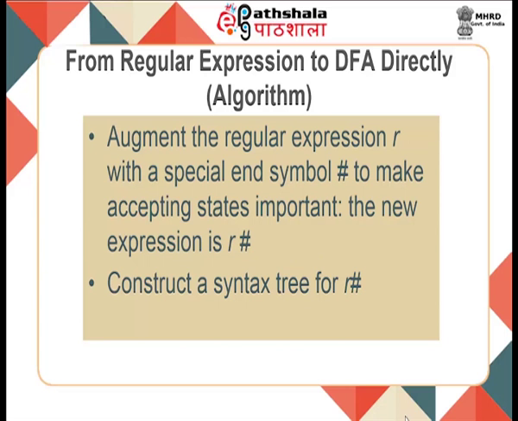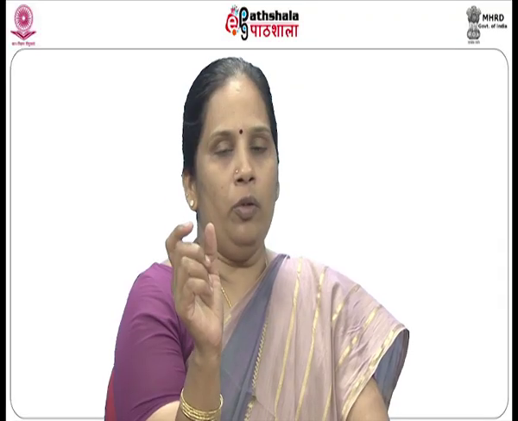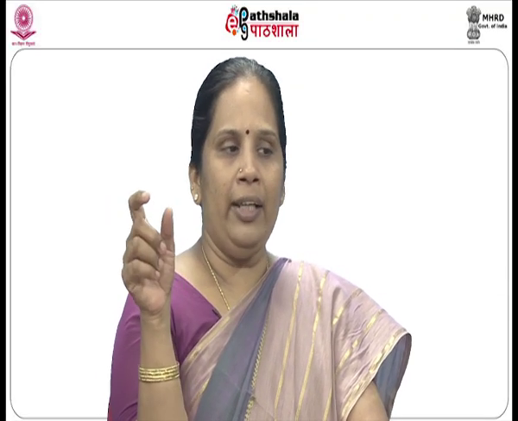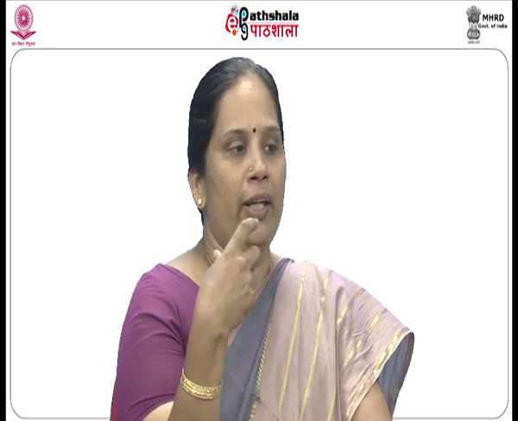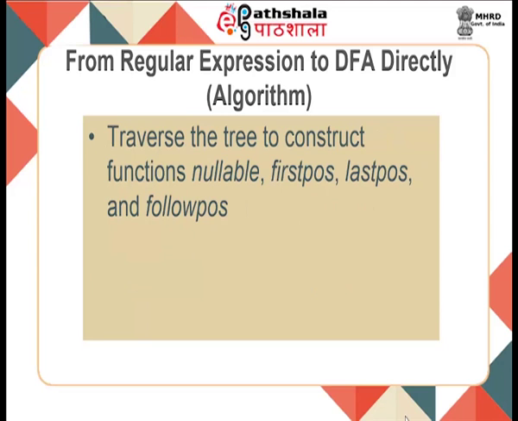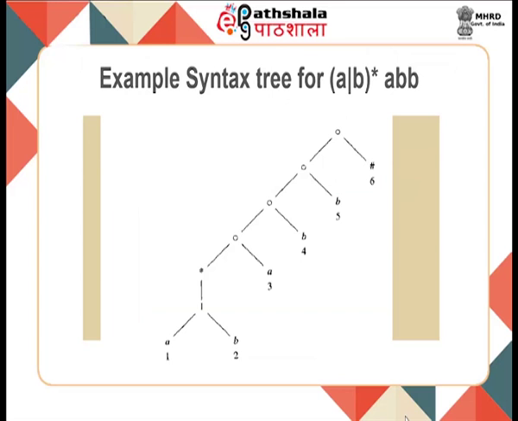The first step in this is going to be augmenting the regular expression with a hash symbol. This will tell you the end marker basically. It indicates that the regular expression is over, and then after that we have to construct a syntax tree for the regular expression followed by the hash symbol. So, for this modified regular expression you will construct a syntax tree, and then you have to traverse the tree to construct the following functions. The first function is called nullable, the second is first position, the third is last position, and following that you have the follow position. So, this is how it is going to look.